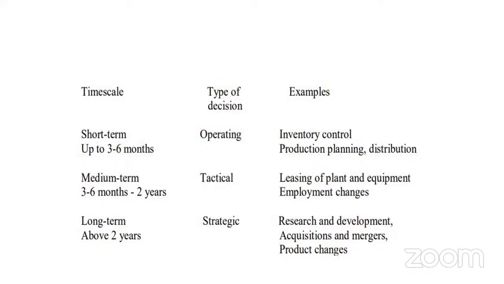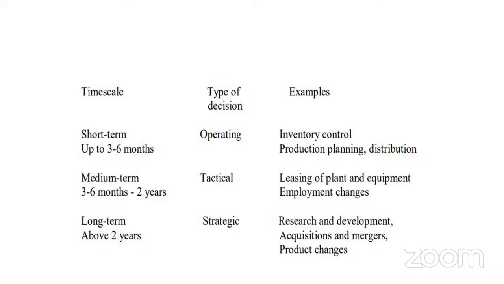If you take into account long-term fluctuations, the time scale is long-term, over 2 years. Then in that case, what type of decision? That is a strategic decision. Operating decision is the short term, tactical decision a little bit more, and strategic decisions over the years, because long-term planning is required.